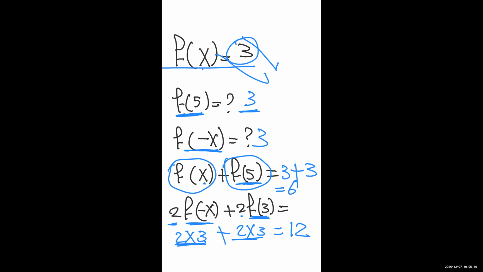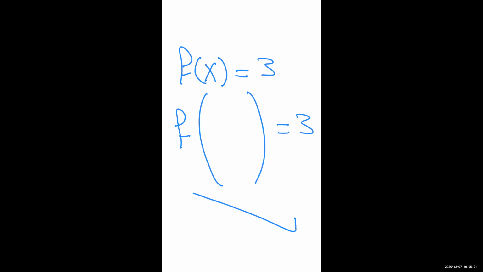So this means simply if there is f of x equal 3, then f of whatever between the brackets will equal 3, in case of the constant function. Are we clear about that? Yeah, it's clear. Okay, great.